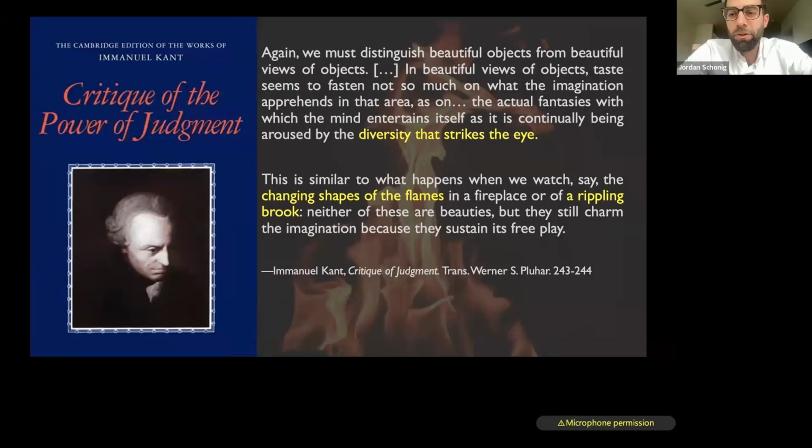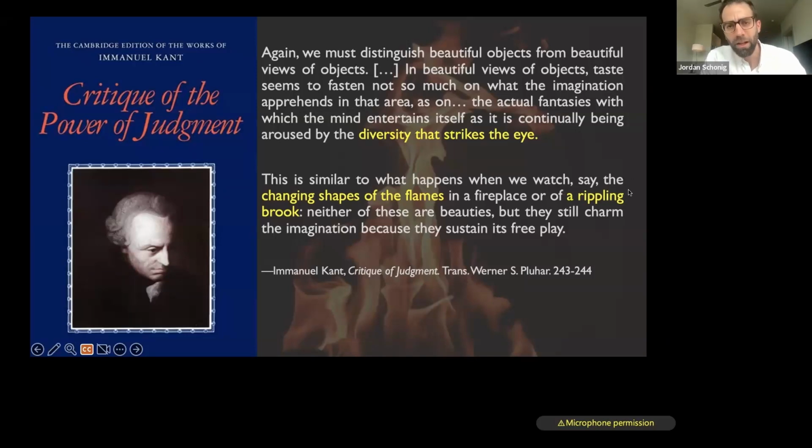So Kant has this interesting passage where he argues that fire and water are disqualified from being objects of beauty, which is strange because one of the hallmarks of Kant's account of beauty is that it doesn't seem to be based on any set of criteria. It seems like a very free thing that can happen to all kinds of objects. So let me read this passage and explain. He calls this beautiful views versus beautiful objects.